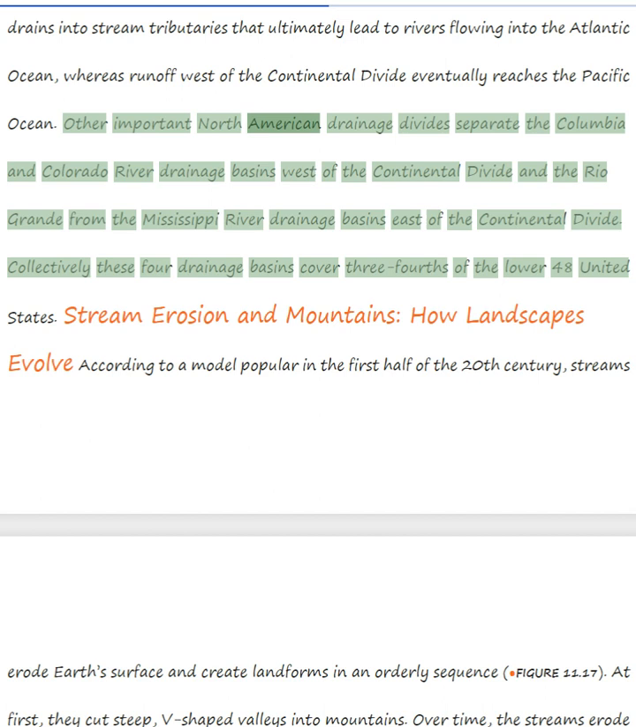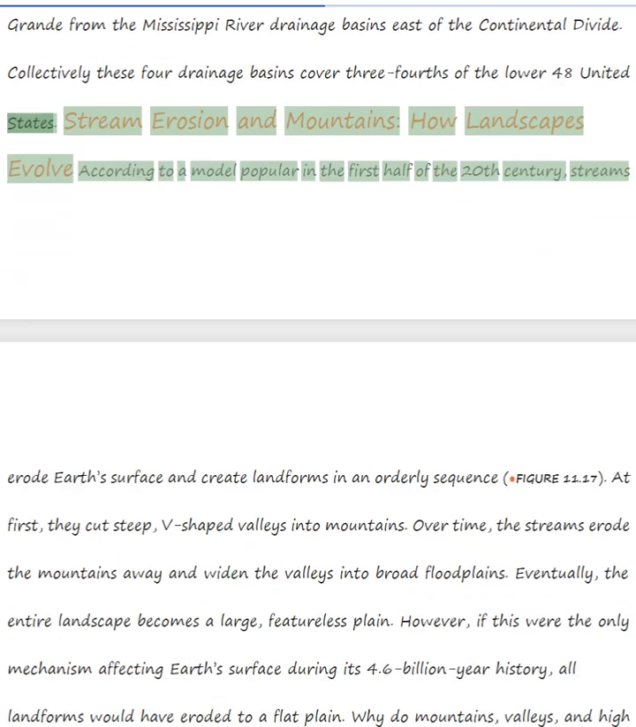Other important North American drainage divides separate the Columbia and Colorado River drainage basins west of the Continental Divide and the Rio Grande from the Mississippi River drainage basins east of the Continental Divide. Collectively, these four drainage basins cover 3/4 of the lower 48 United States.